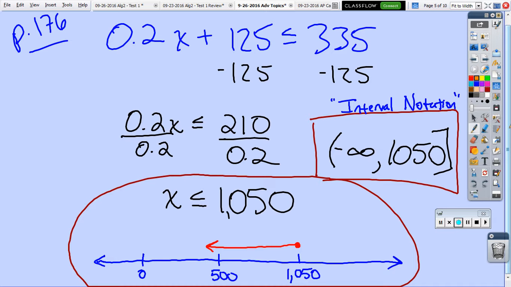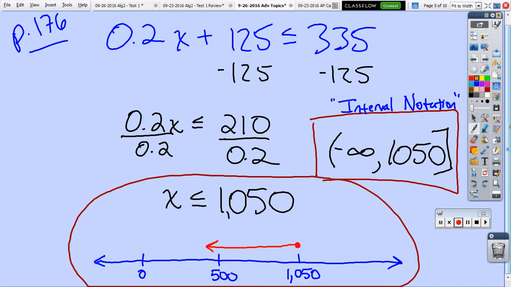What if it said it's greater than or equal to? Then this arrow would still have a dot at 1,050 and it would point to the right. And over here we have a bracket, 1,050, comma, infinity, parenthesis. The bracket will never be on the infinity. Correct. Because infinity is not a value. It's not something you can contain. It's an idea of going on forever.